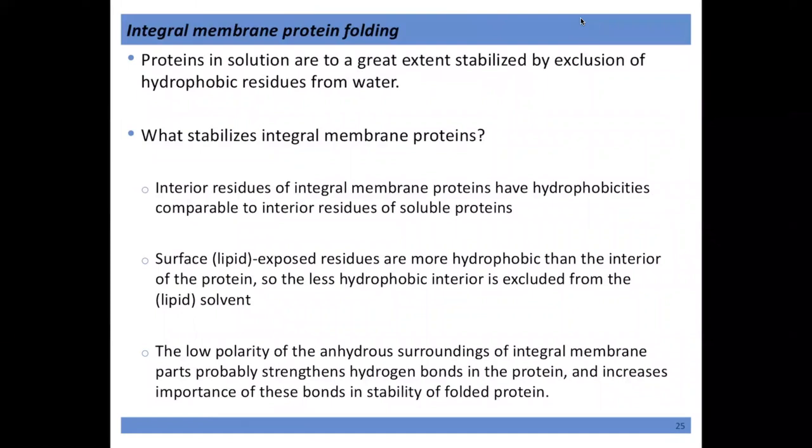Okay, so proteins in solution are to a great extent stabilized by exclusion of the hydrophobic residues from water. So we talked about that in folding, how we exclude those hydrophobic residues and put them on the interior. So what stabilizes an integral membrane protein, something that's stuck in the membrane? So the interior residues of these membrane proteins have hydrophobicities that are comparable to the interior residues of soluble proteins. So like I said, kind of the same type of effect. We want to bury those hydrophobic residues either on the interior of a protein, or if they're on the surface, they need to interact with lipids.